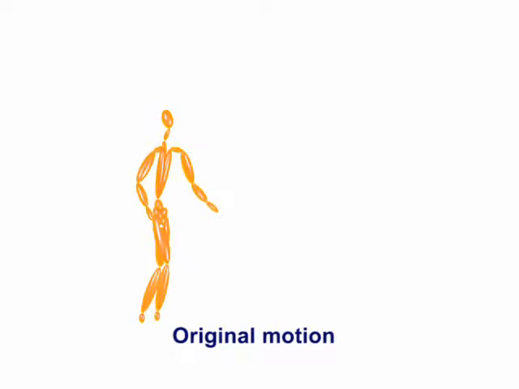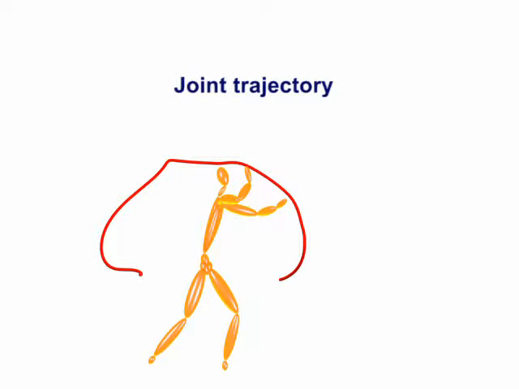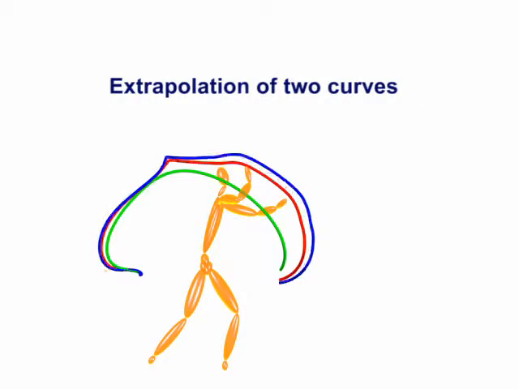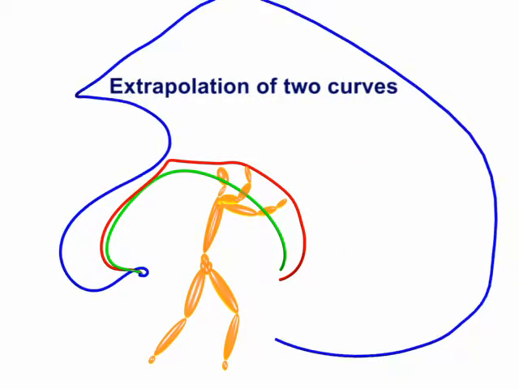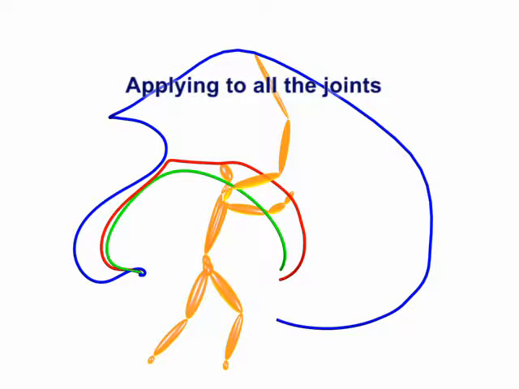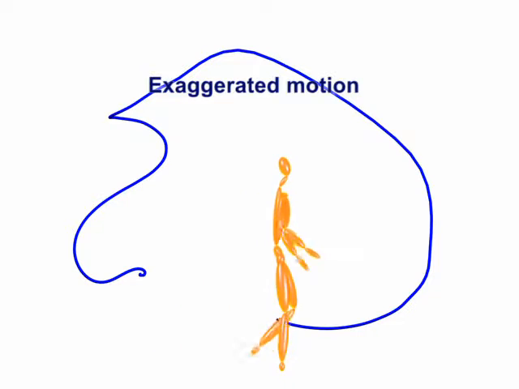To allow the character's body to be stretched or shrunk, we exaggerate the trajectory motion of each point. An example of the trajectory curve of the point is shown here as a red curve. We compute the local average curve, shown here in green. We can attain the exaggerated curve by blending two curves with an appropriate weight. By applying this technique to all joints, we can get exaggerated motions with stretched limbs.